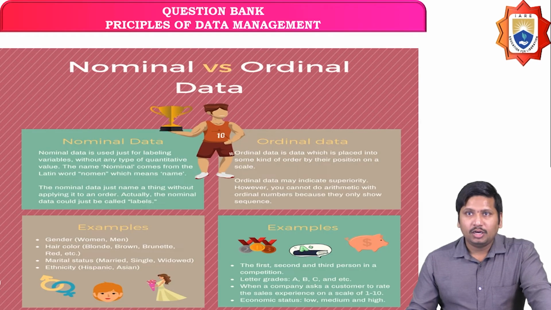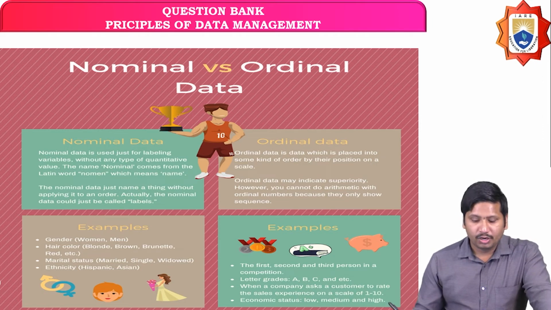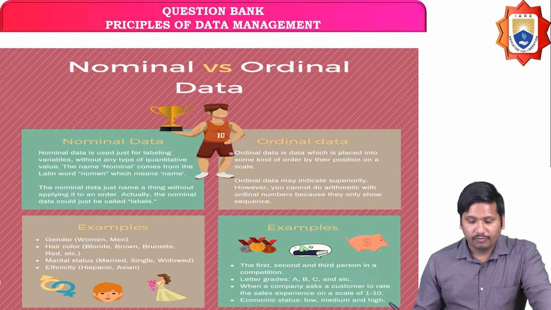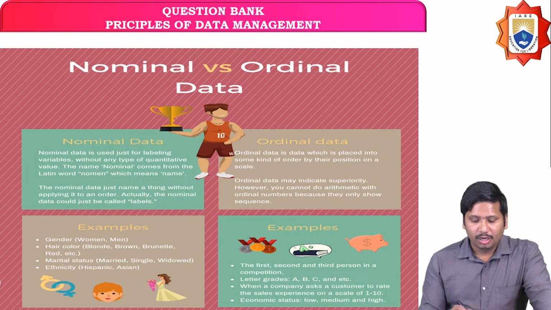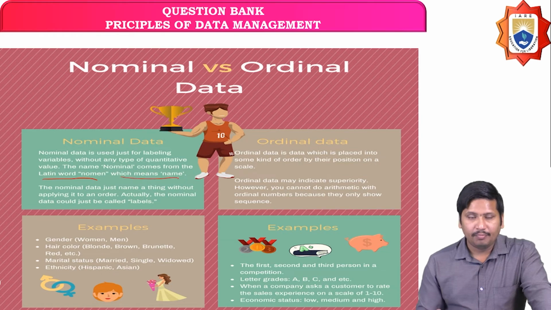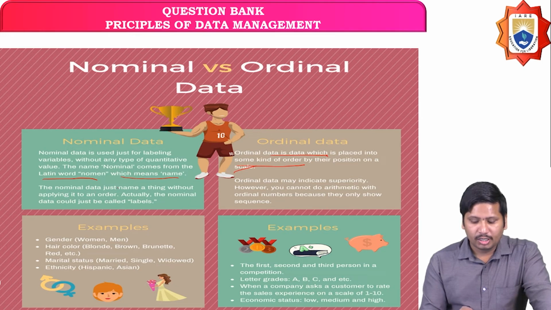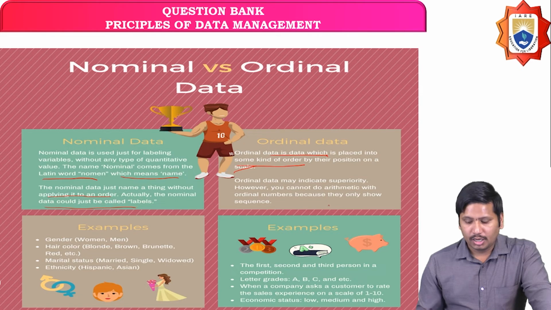And the next one is nominal and ordinal data. Here nominal data is used for labeling variables without any type of quantitative value. The name nominal comes from the Latin word nomen, which means name. Ordinal data is data which is placed into some kind of order by its position on the scale. Nominal data has no order applied to it, so it can be called labels, while ordinal data may indicate superiority.